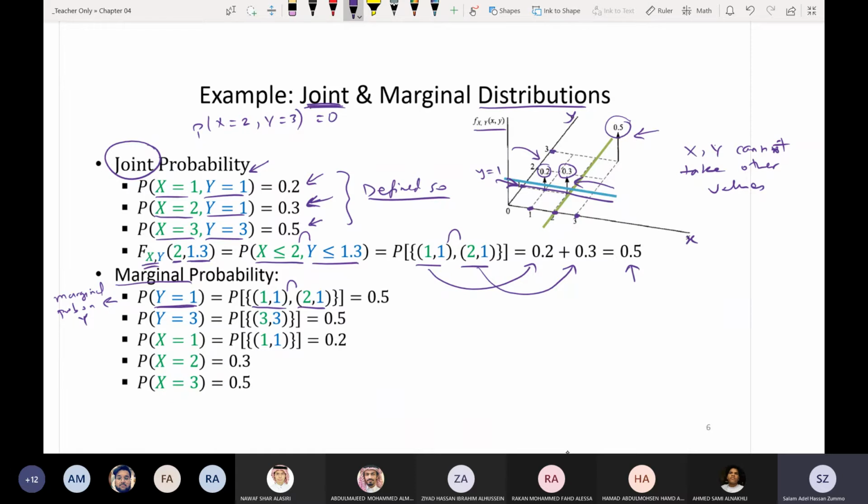When x equals 1, this value, and when x equals 2. So I sum everything related to this line, y equals 1. So it's equal to 0.2 plus 0.3.